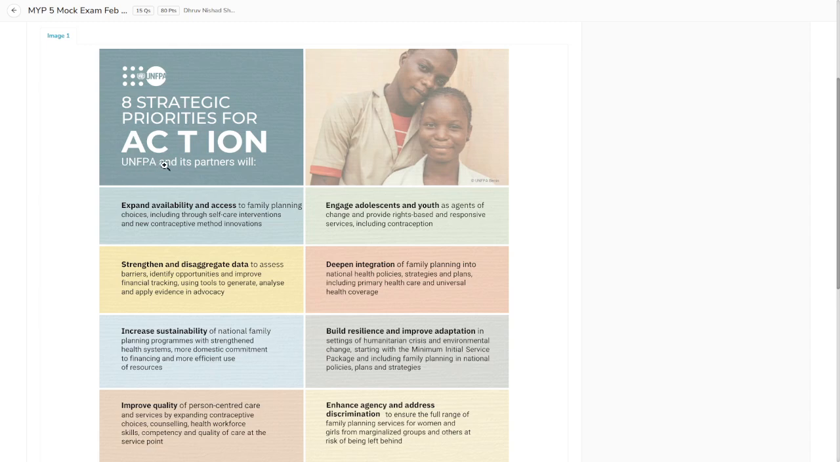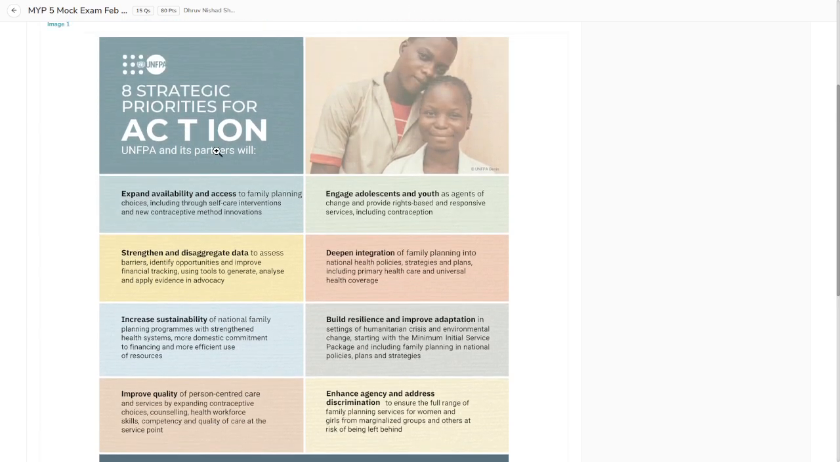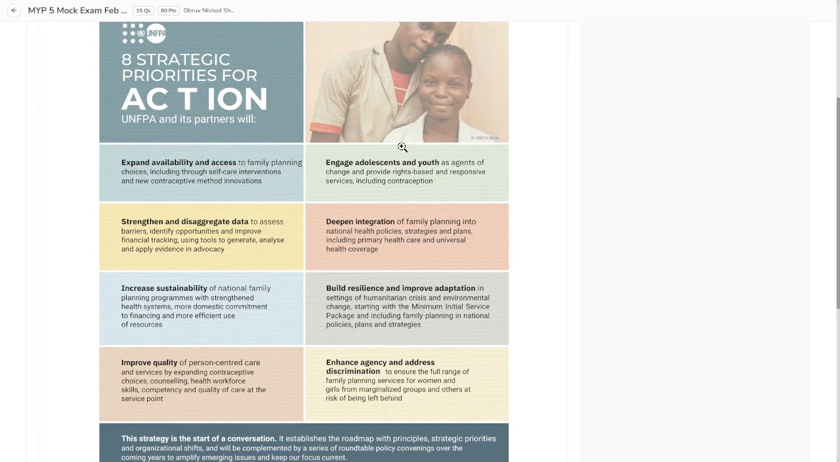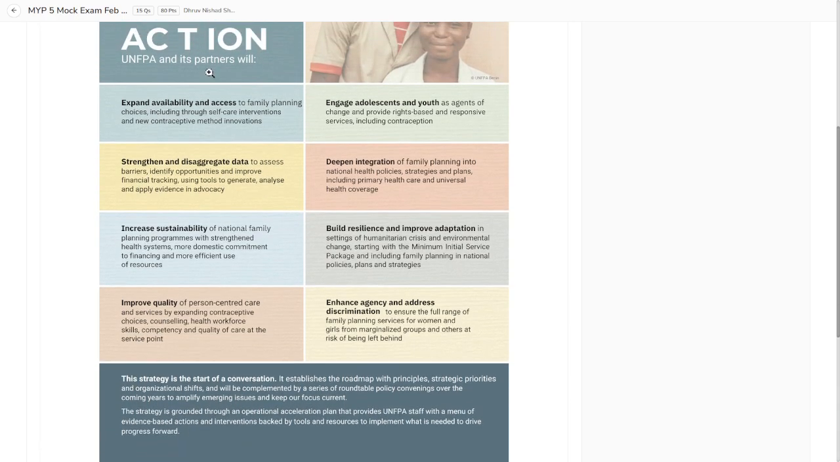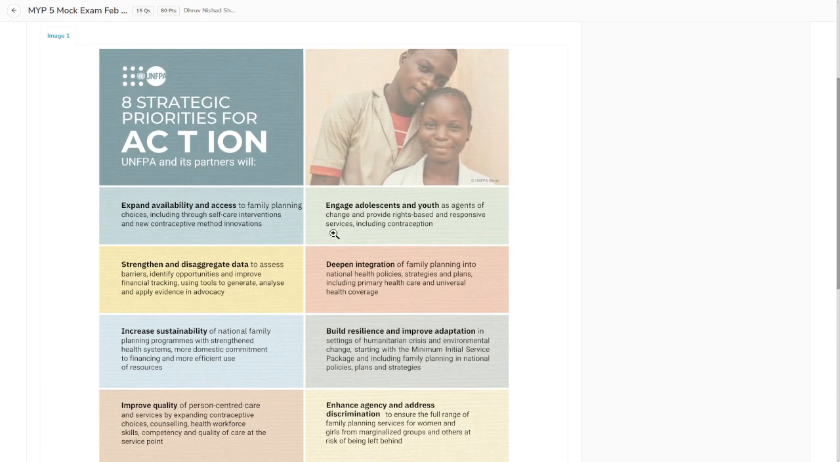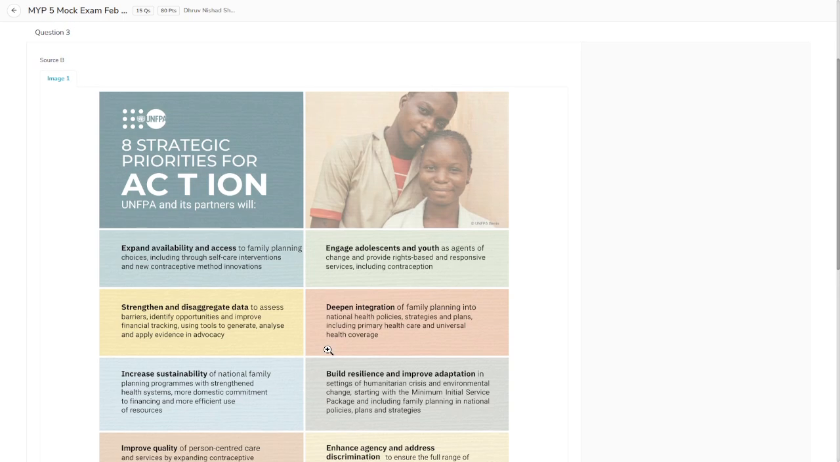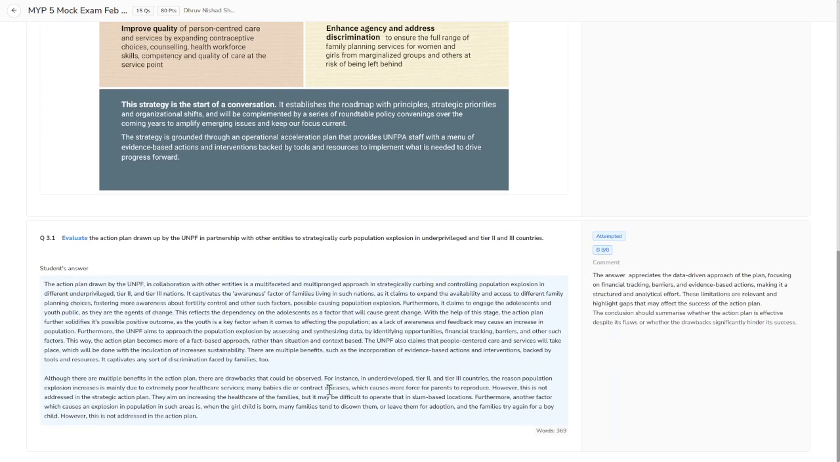UNFPA and its partners will expand availability and access. So basically, what IB wants from the sources is the clear evaluation and the way you've analyzed these sources, while also reading every single thing. And through evaluate, they don't only mean to just elaborate all of these. They want you to be critical about it. So they want you to mention what the negatives are, what the advantages of this are, how this will pan out, etc. So what did I write?